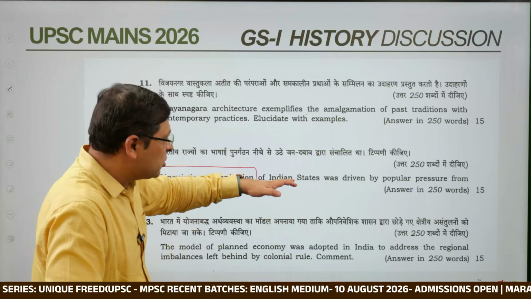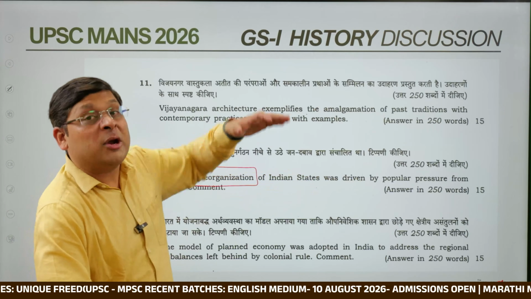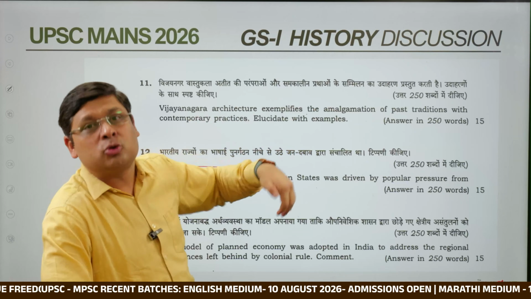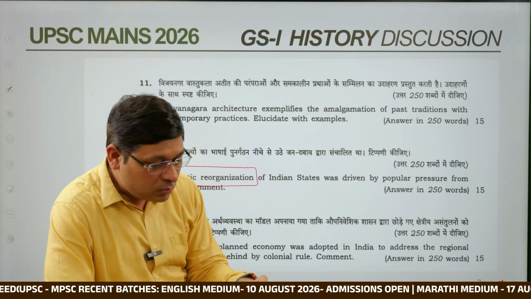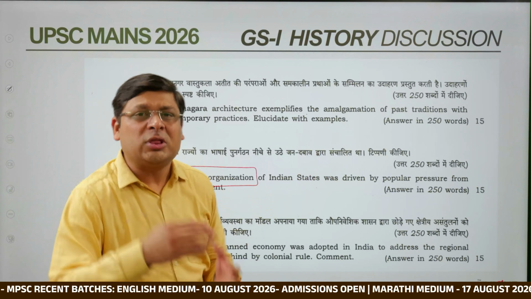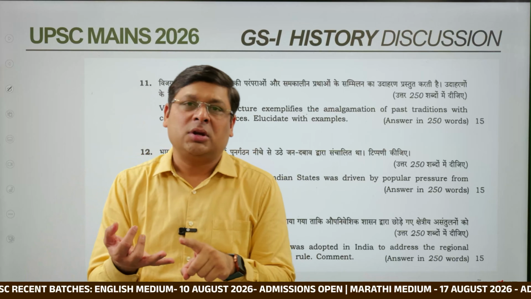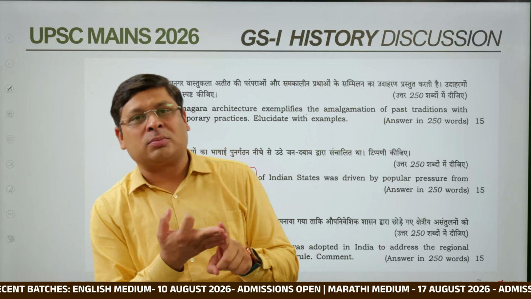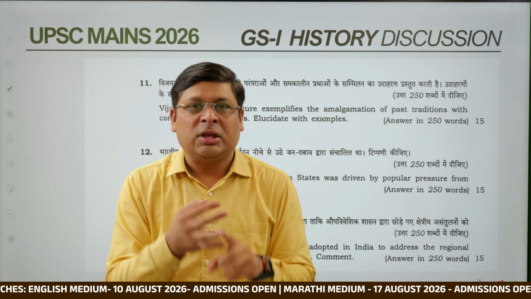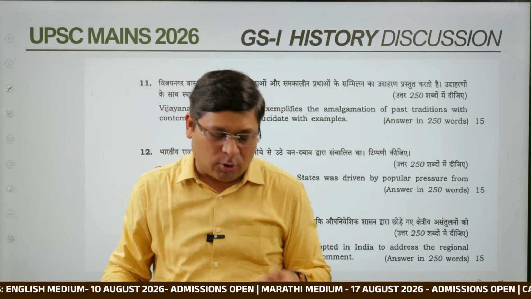So clearly it was driven by popular pressure from below. But we cannot deny the favorable opinion of elites prior to what happened in the case of Andhra. Then you can explain this statement with a number of other examples: the Andhra movement, Sanyukta Maharashtra movement, Maha Gujarat movement, Karnataka Ekikaran movement, and the Punjabi Suba movement. You give these examples and a couple of lines about those movements.